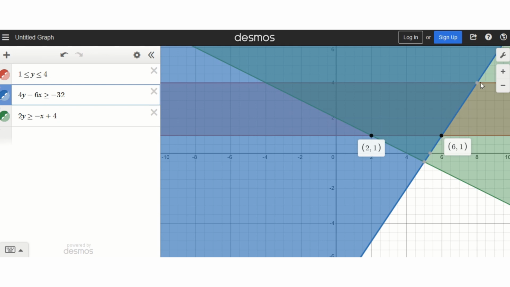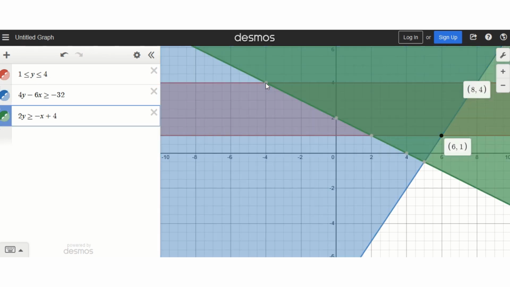The next endpoint is this, which is 8, 4. And the last endpoint is this, which is minus 4, 4. So at these 4 endpoints, I'm again just marking it here, you all can see. At these 4 endpoints, we have to take the value of the objective function, and then from the value of the objective function after substitution, we get the maximum and minimum values.